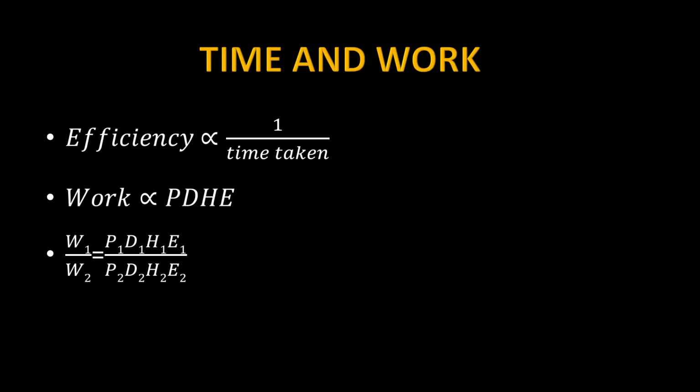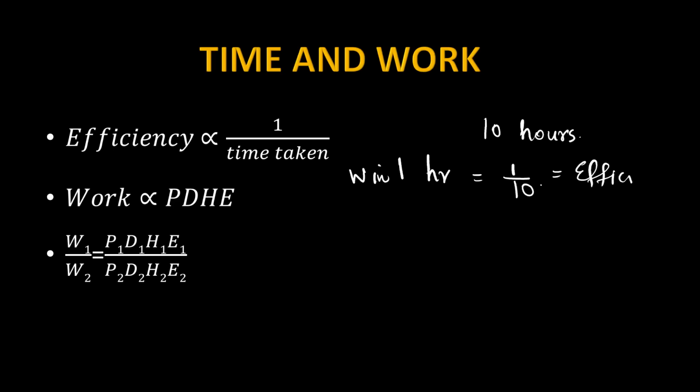Here the important concept is efficiency. Efficiency is proportional to 1 by time taken. What is efficiency? If a man completes a work in 10 hours, then what is the work done by the man in 1 hour? That is 1 by 10, and this is known as efficiency. That is the work done by a person in an hour or a day or a unit of time. That is called efficiency, and efficiency is always taken as the reciprocal of time taken. So this is about efficiency.